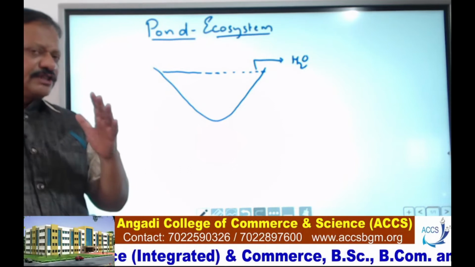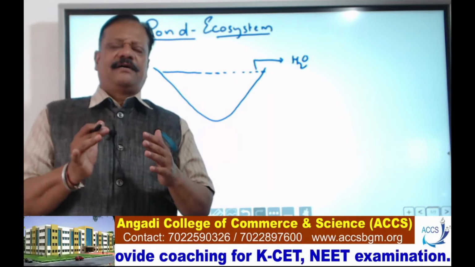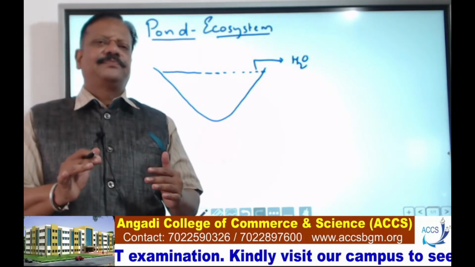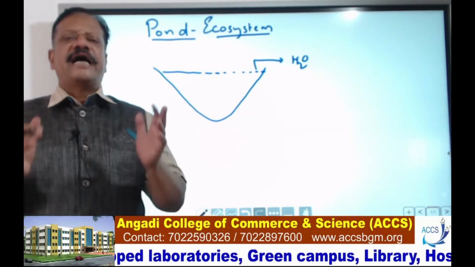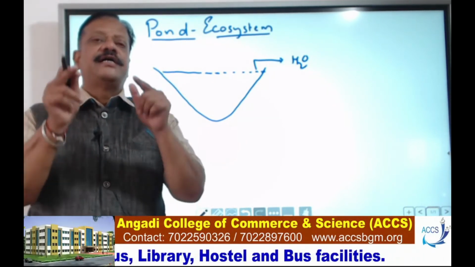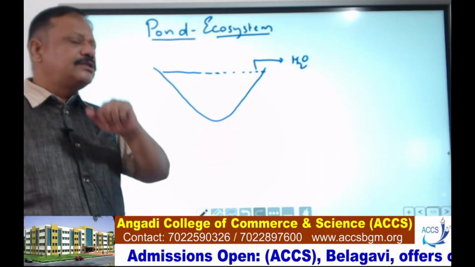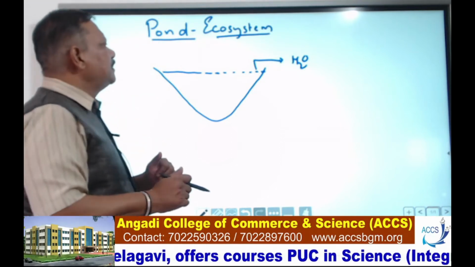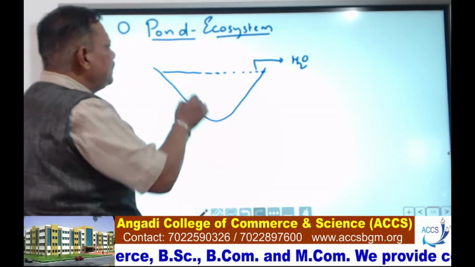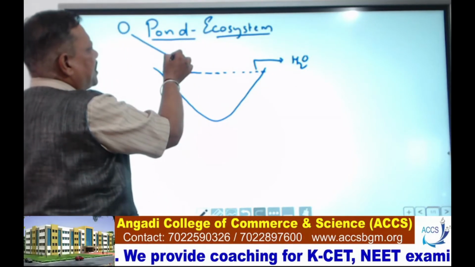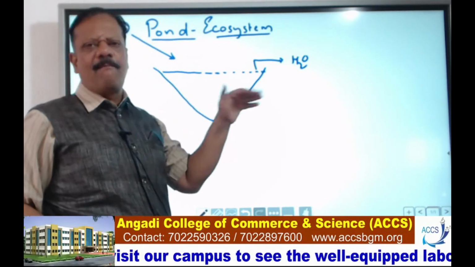Now, what is an ecosystem? An ecosystem is a system in a particular area where biotic and abiotic factors are interacting with each other. Here, the particular area is a pond. So the pond is the example here. What is happening? Here there will be a sun. The sun is producing radiant energy, that is sunlight. So sunlight falls on the pond.